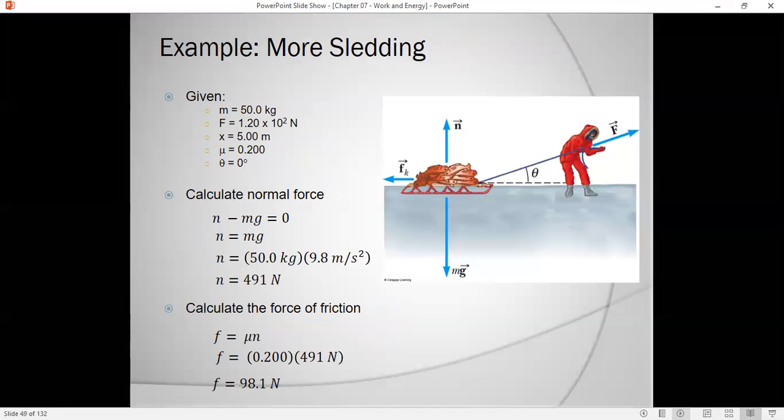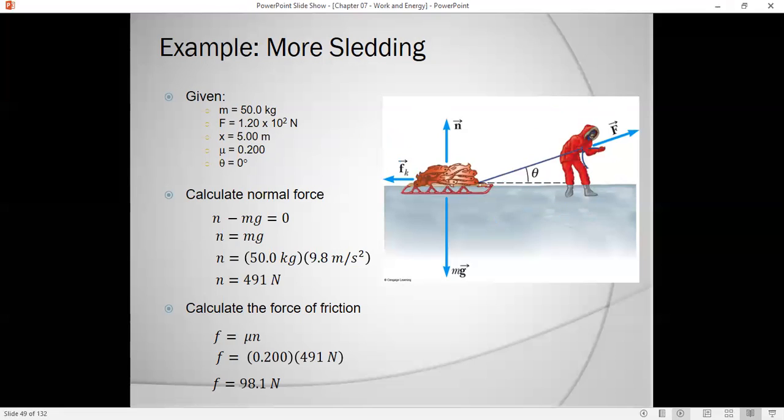Let's make this a little more difficult. Let's also introduce friction. Let's say friction has a coefficient of 0.200. Okay, so now I'm going to do work pulling it in this direction right here, but friction is going to do work against me. All right, so I'm going to do positive work. Friction is going to do negative work, and we're going to see what happens.